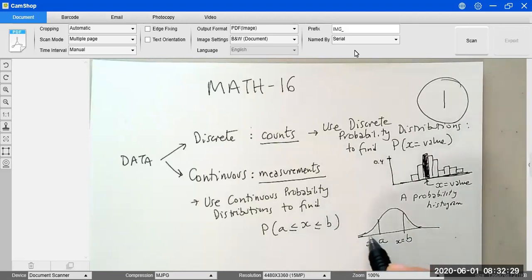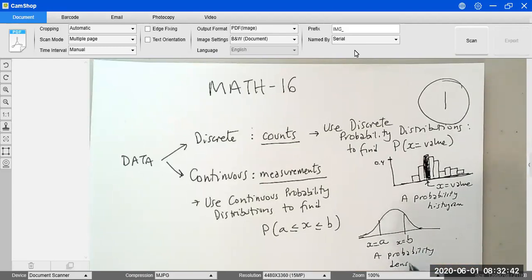For that, we're going to use curves. We're going to use what we call a probability density curve. And if you want to know the probability that X is between A and B, then we need to measure this area here, and the area is going to be related to that probability. So that's what we're going to cover now in this chapter.